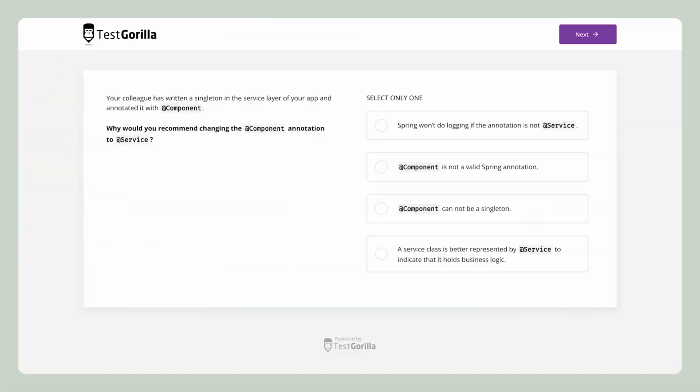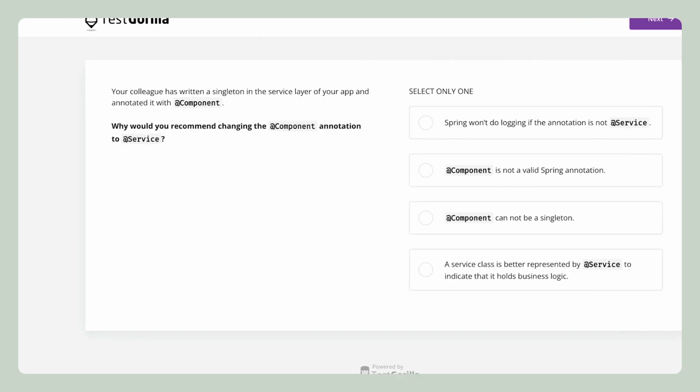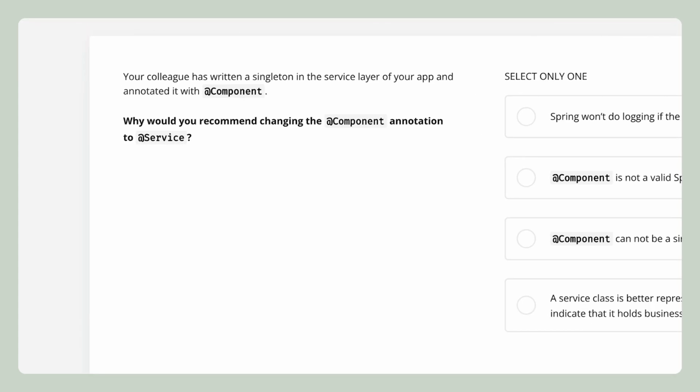Now let's take a quick look at a few sample questions so you can get a better idea of what your candidates will see when they take the test. In this first sample question, candidates are presented with a scenario where their colleague has written a singleton in the service layer of their app, along with an annotation. They're asked why they would recommend changing the annotation in this situation.